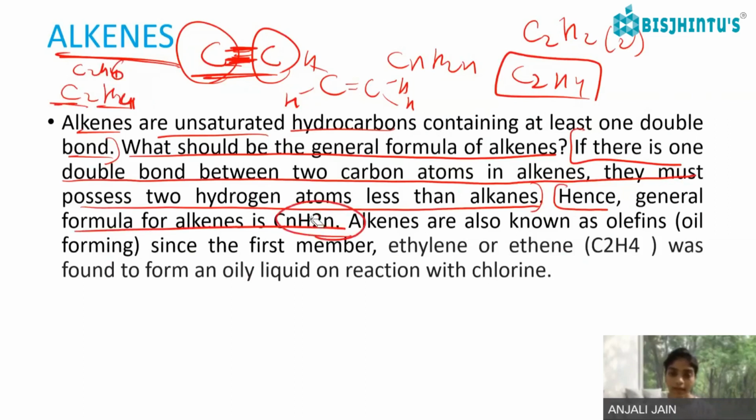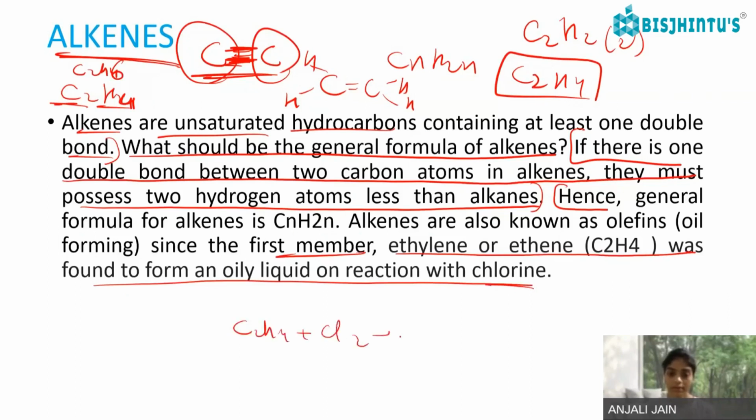Alkenes are also known as olefins, meaning oil forming, since the first member, ethylene or ethene, was found to form an oily liquid on reaction with chlorine. C2H4 plus Cl2 gives C2H3Cl plus HCl.